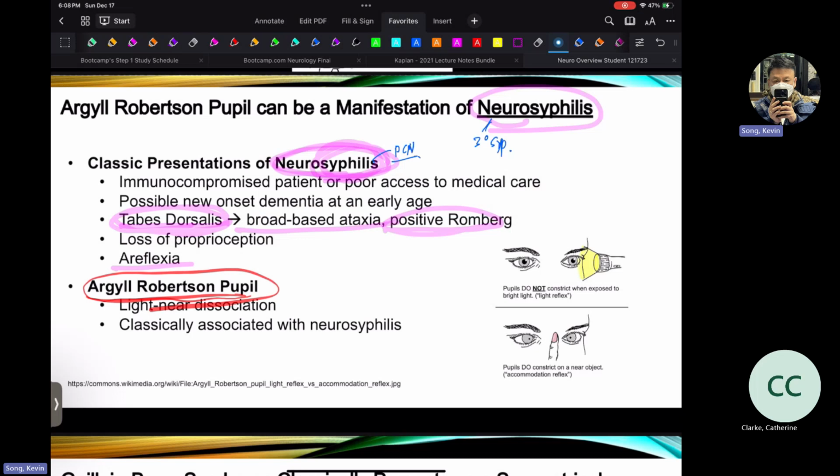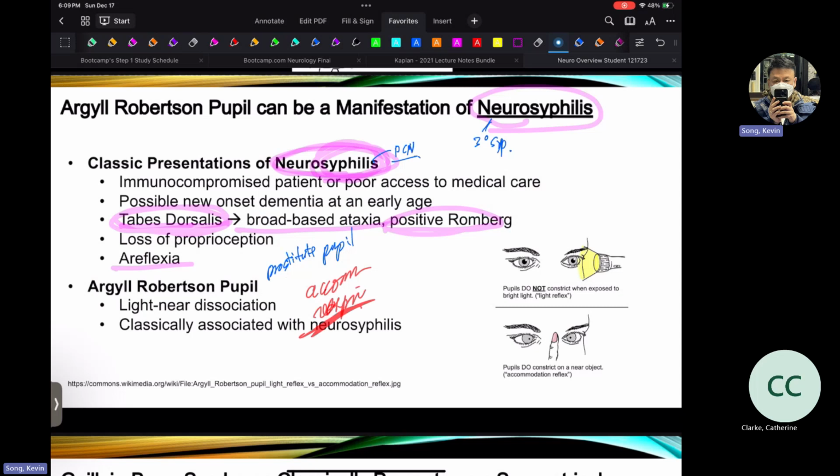pupil. Argyll Robertson pupil means that it accommodates. Sometimes it's called the prostitute pupil. Let me write it. Prostitute pupil. Why do they call it the prostitute pupil? This is a little bit rated R, but prostitute simply means they just take everybody, right? So they can accommodate, but they don't respond.